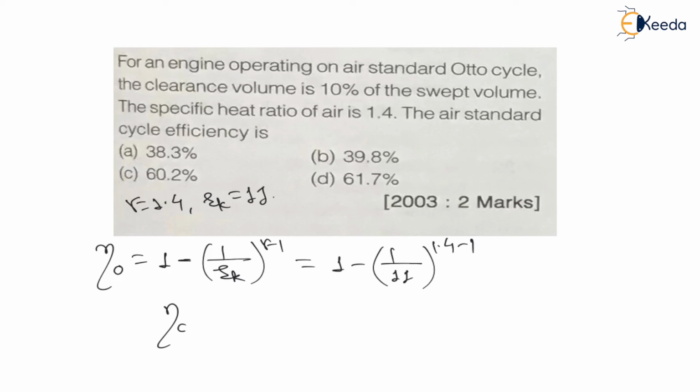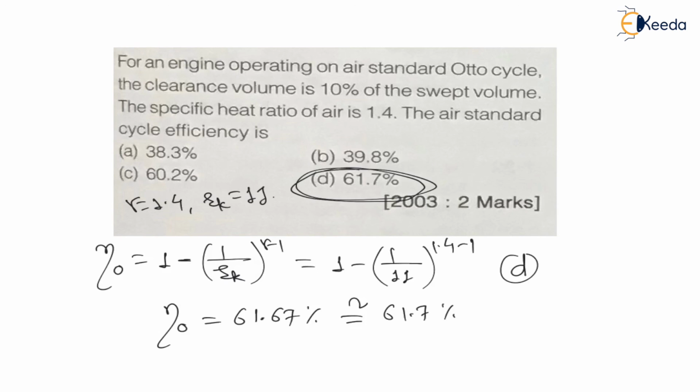If I solve this, I will get the efficiency of the Otto cycle equal to 61.67%, which is approximately 61.7%, which is nothing but option D. Therefore for this question the right choice is option D. If you select option D, you will get 2 marks, and for any other option than option D, you will get minus 1/3 mark, meaning out of 2 there will be minus 2/3 marks.